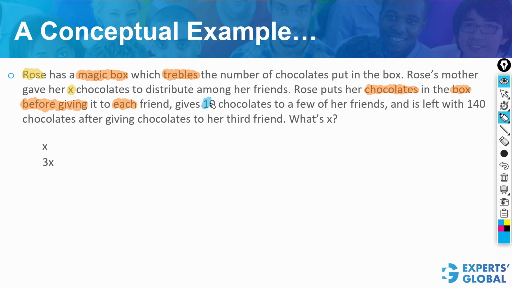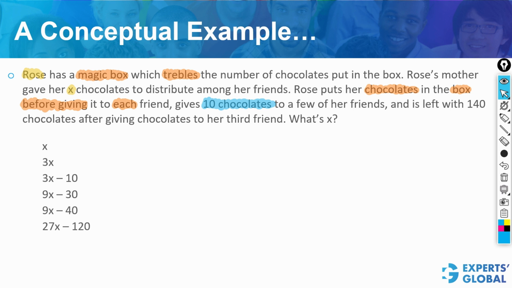Now she is to give 10 chocolates to her first friend, so the number of chocolates with her would reduce to 3x minus 10. Now again she would put these chocolates in the magic box and the number would triple. 3x minus 10 would become 9x minus 30. Now she is to give 10 chocolates to her second friend, so the number reduces to 9x minus 40. Next, she would put these chocolates into her magic box, so the number would triple up. 9x minus 40 would become 27x minus 120.